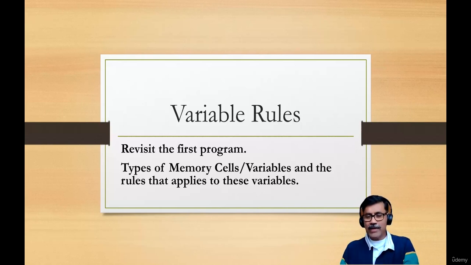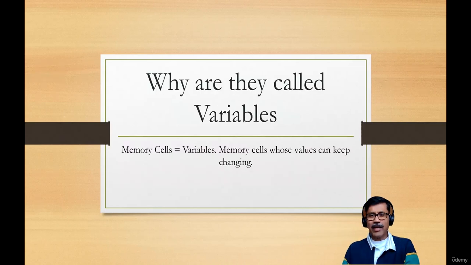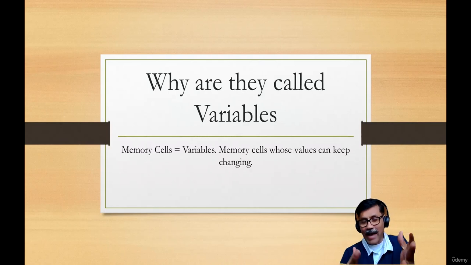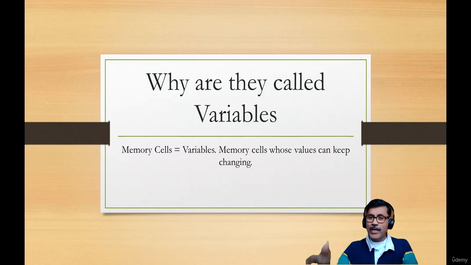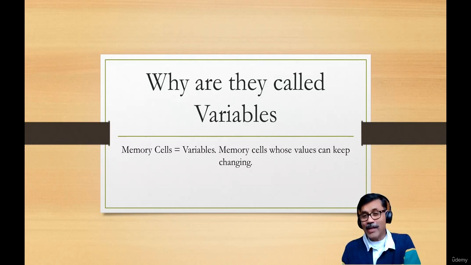So we will revisit that program. We'll talk about some of the rules that are applied to variables or memory cells. So why are they called variables? First of all, variables means the values inside these memory cells can keep changing during the course of the program. That's why they are called variables. And I've been using the term memory cells, but the technical term is variables.